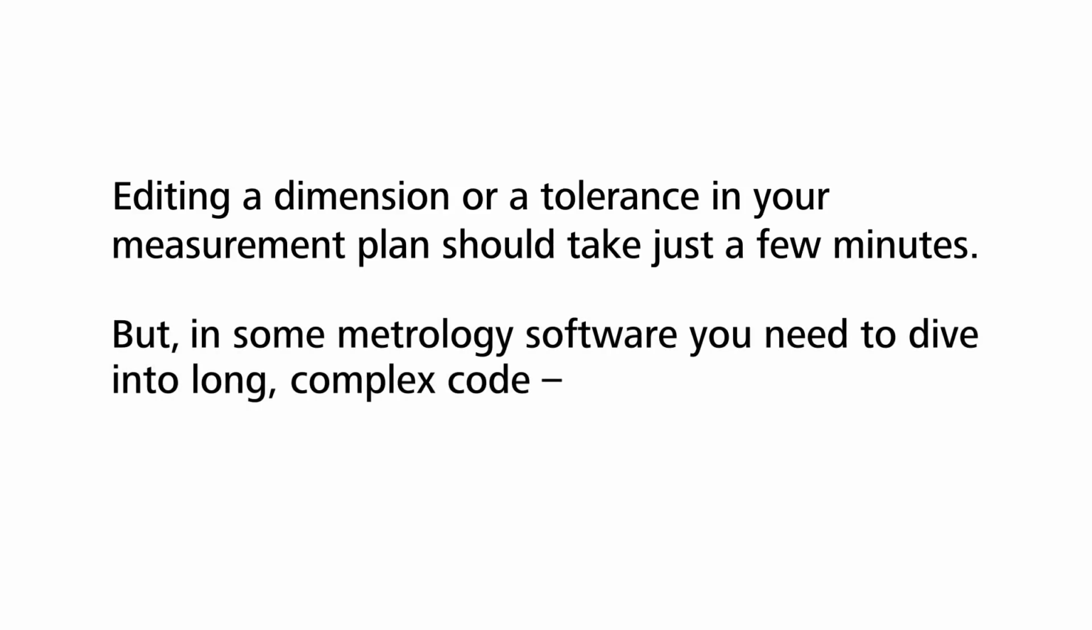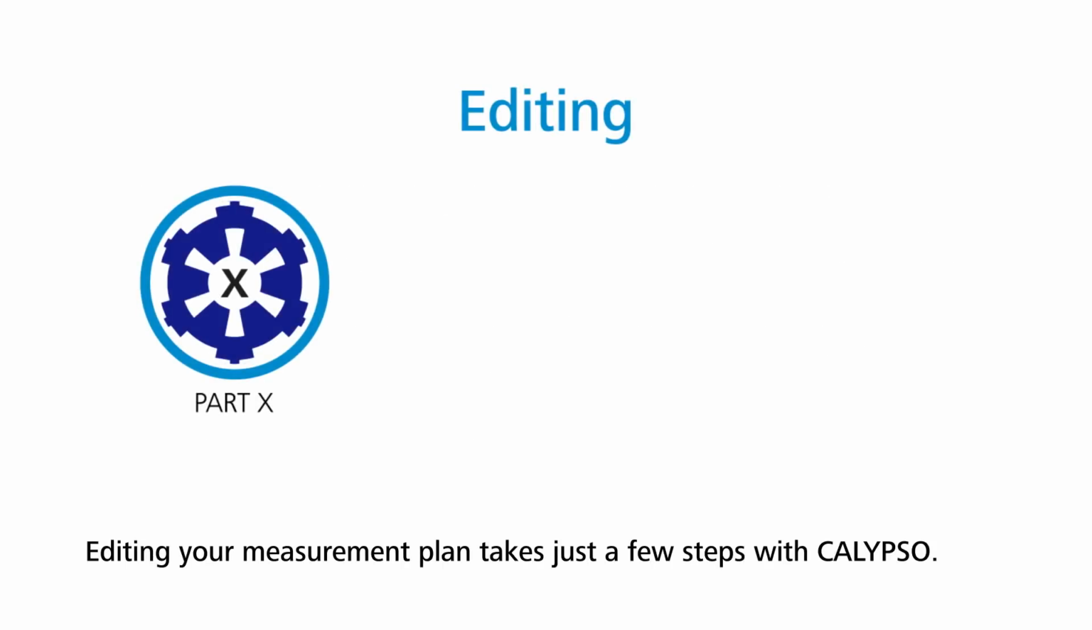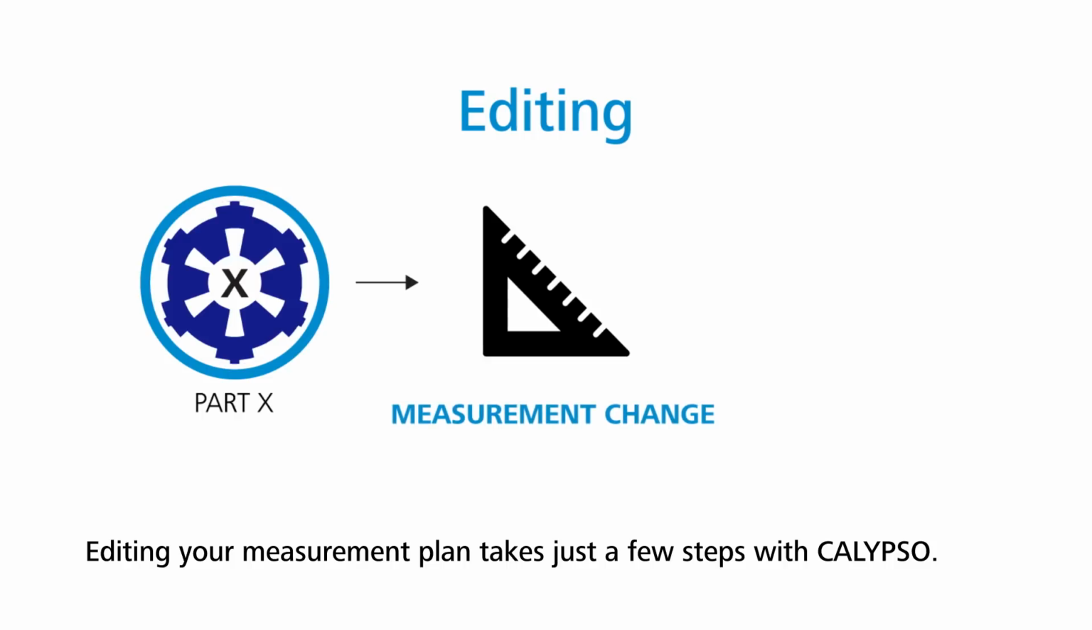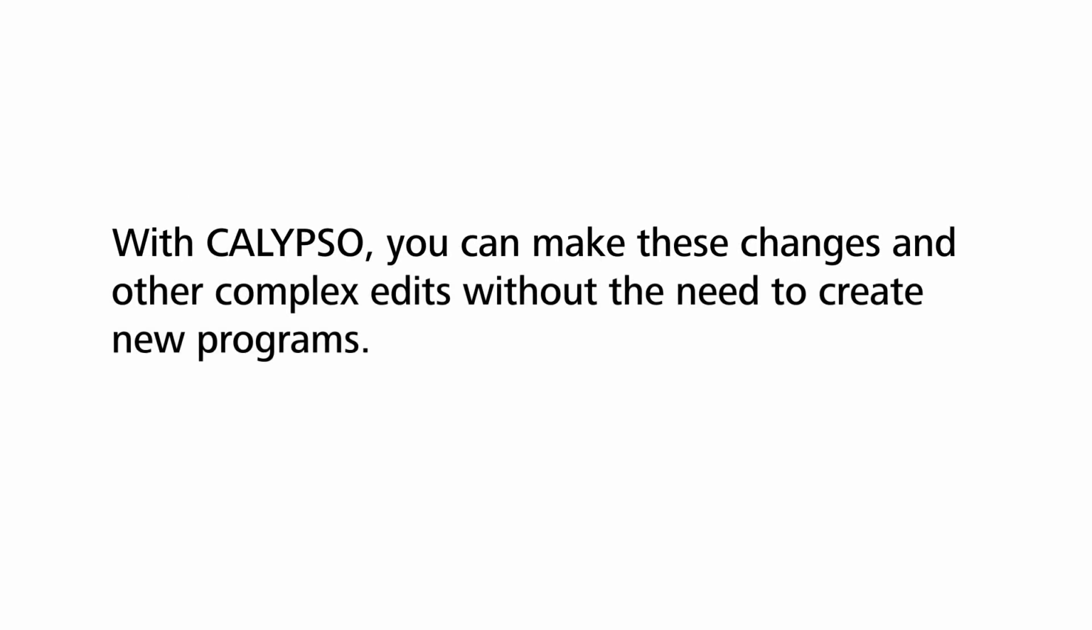But in some metrology software, you need to dive into long, complex code, even to make small changes. It happens regularly. You have a part that you've been measuring, and the customer or manufacturing process changes something about the part. Now you need to update your measurement plan. With Calypso, you can make these changes and other complex edits without the need to create new programs.